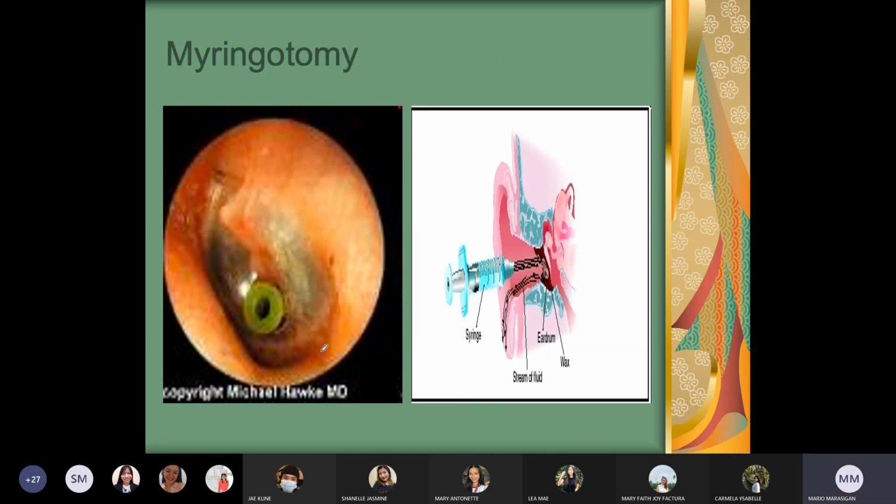This is the grommet tube. Another procedure uses a syringe. You will need a special type of syringe to suction the secretion inside the middle ear. This needs someone well trained so you do not over-puncture the tympanic membrane.